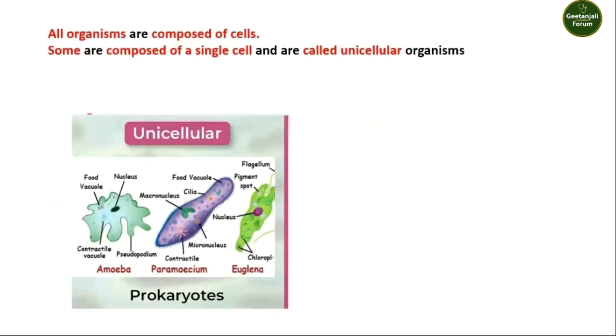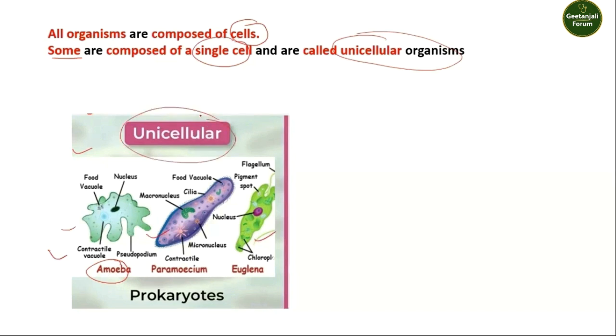All the organisms are composed of cells and there are some organisms which have a single cell sufficient to sustain their life. They are called unicellular organisms. For example, you can see here, this is amoeba, this is paramecium, this is euglena. All these are unicellular organisms. In these organisms, all the metabolic activities are carried out in a single cell. The amount of energy they require is produced inside this single cell. Their reproduction takes place inside this single cell and all the life processes take place inside this single cell. So these are the unicellular organisms.